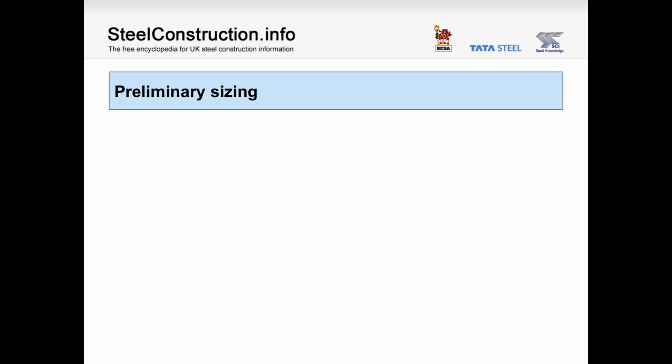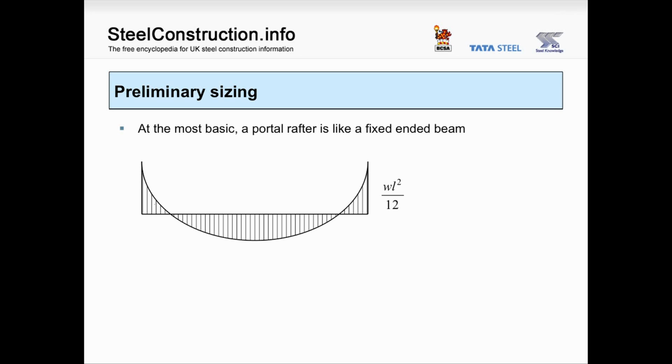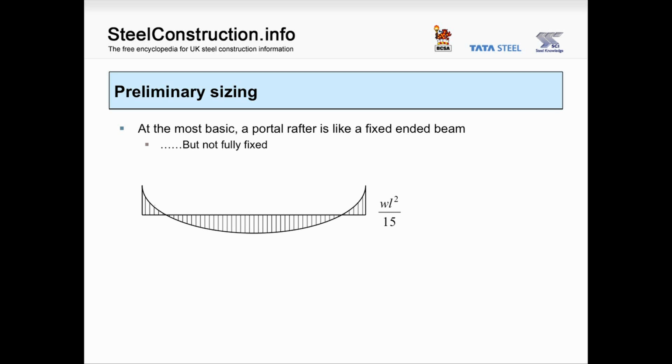So, preliminary sizing. If we knew no better, we could imagine that the rafter of a portal frame is like a fixed-ended beam. And if we analyse the fixed-ended beam, we know that the hogging moment at the end is WL squared over 12. A portal frame rafter is not exactly like a fixed-ended beam because there is some flexibility in the column. So therefore a reasonable assumption is that we calculate a lower moment, perhaps WL squared over 15. And this would be a reasonable assumption to calculate the eaves bending moment.